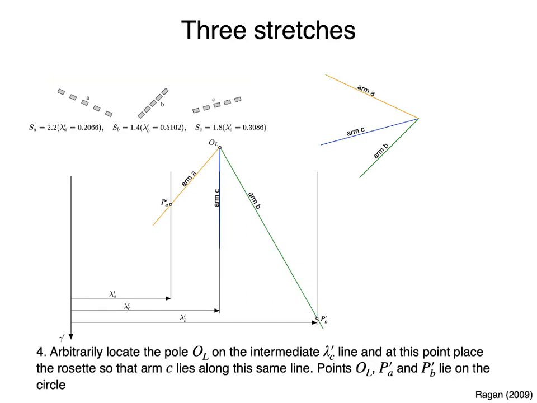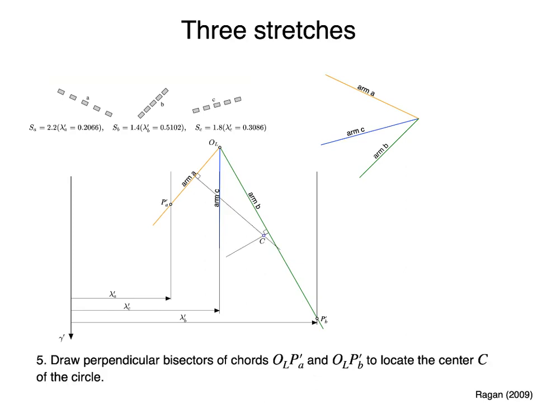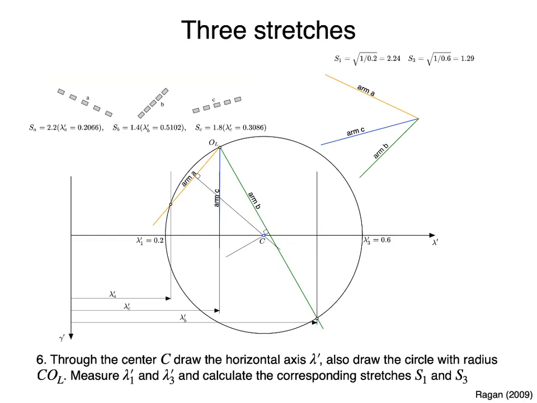Points OL, P'A, and P'B lie on the circle. We draw perpendicular bisectors to the chords OL P'A and OL P'B. These bisectors will intersect at the center, C, of the Mohr circle. Through the center, C, we draw the horizontal axis lambda prime, and also draw the circle with radius C, OL. We can measure lambda prime 1 which is 0.2, and lambda prime 3 which is 0.6. The corresponding stretches are S1 equal to 2.24, and S3 equal to 1.29.